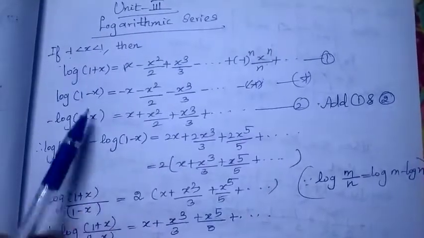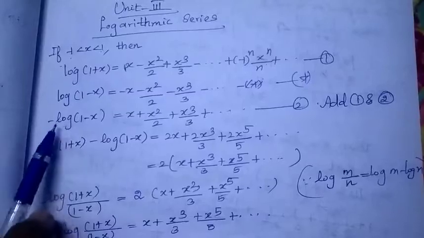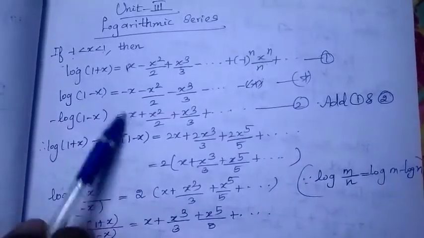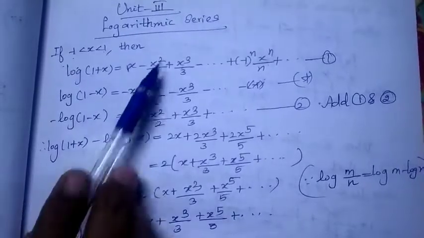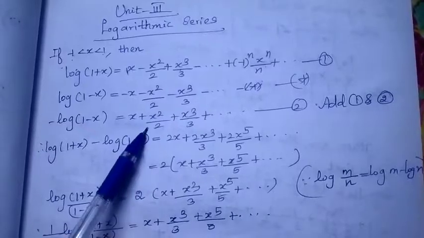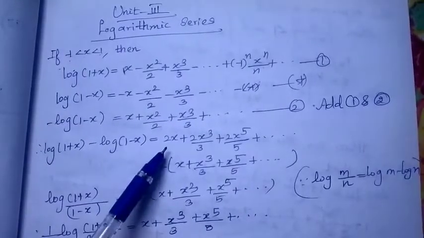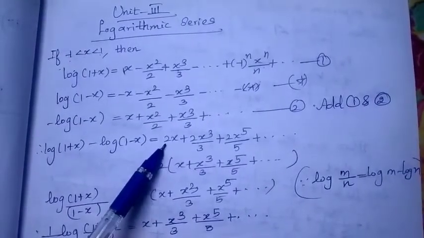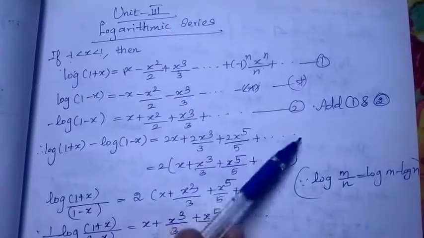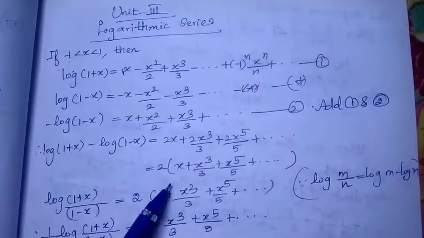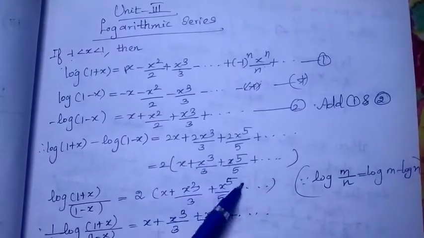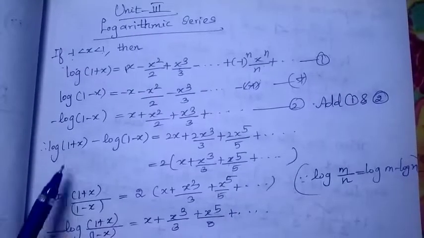Just add the equations 1 and 2. So log of 1 plus x minus log of 1 minus x equal to, add the equations 1 and 2. So the alternate minus terms will get cancelled. That is minus x square by 2 plus x square by 2 will get cancelled. All the other terms, that is odd terms, will be remaining. That is 2x plus 2x cube by 3 plus 2x power 5 by 5 plus etc. Take 2 as a common term. You will get the terms as x plus x cube by 3 plus x power 5 by 5 plus etc. Right? So this is what we are having.